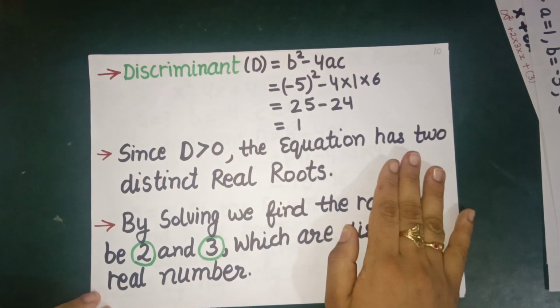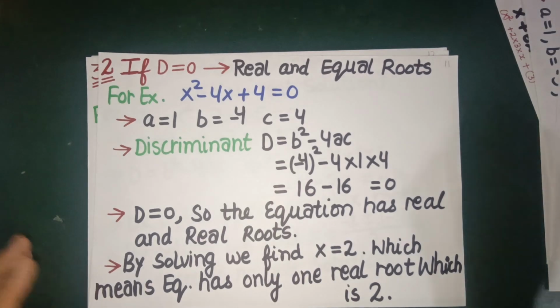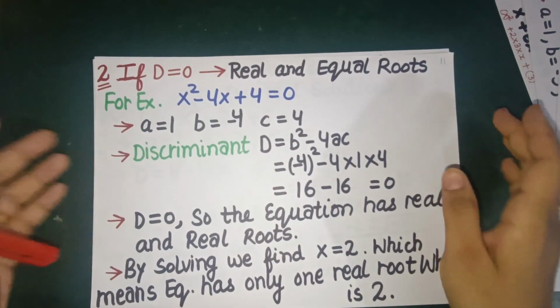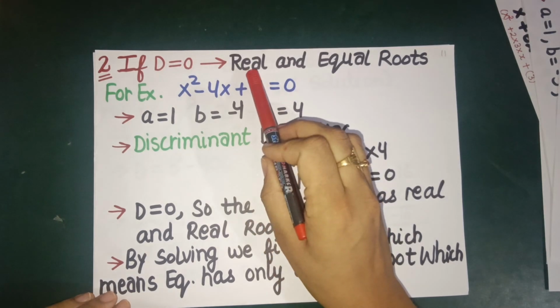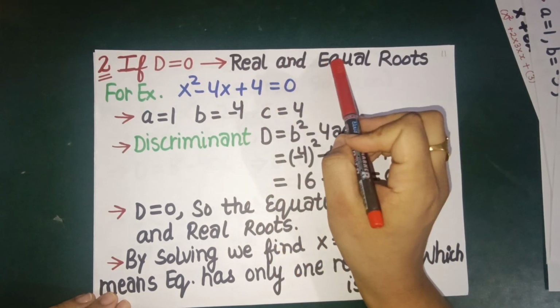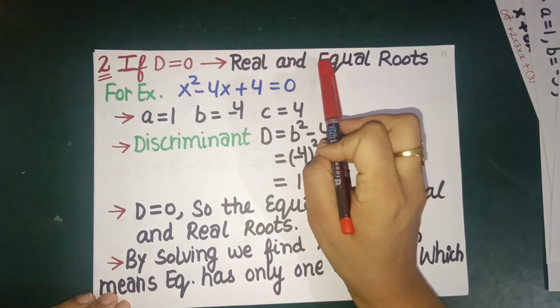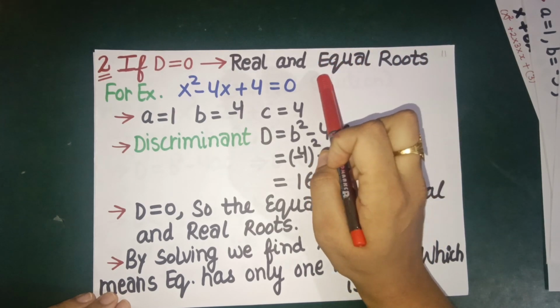Okay. Now, if D is equal to 0, then what will be the nature of roots? If D is equal to 0, we will have real and equal roots. रियल नंबर होंगे रूट्स के और x की जो वैल्यू आएगी वो अलग अलग नहीं आएगी, हमारे पास x की जो वैल्यू आएगी वो दोनों सेम आएंगी.